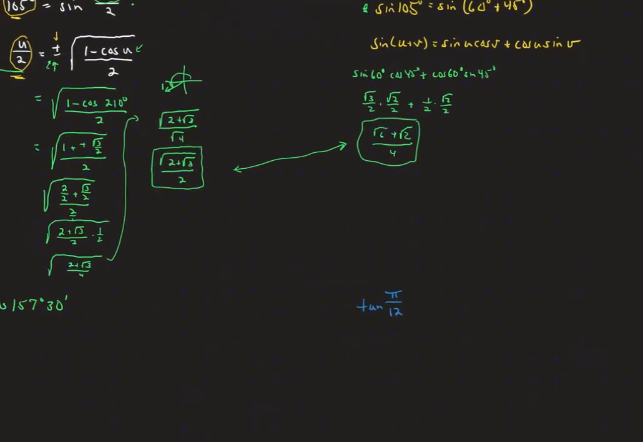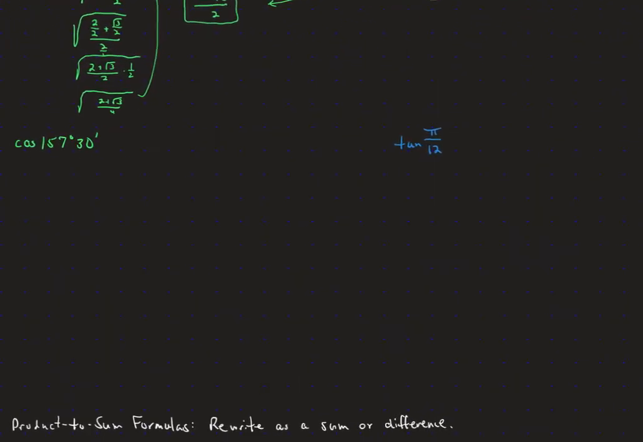All right, let's move on and see if we can do the cosine of 157 degrees 30 minutes. And so we want to see that this is half of, well, if we take 2 times 157 degrees 30 minutes, 2 times 157 is going to be 314 degrees. 2 times the 30 minutes makes that 60 minutes. 60 minutes is 1 degree, so that's going to be 315 degrees.